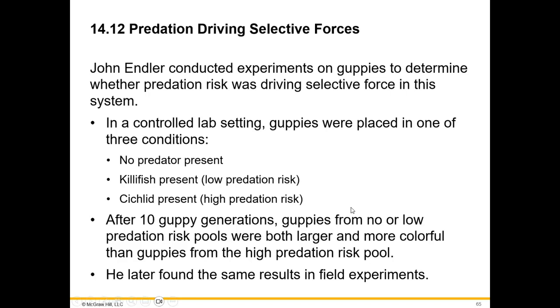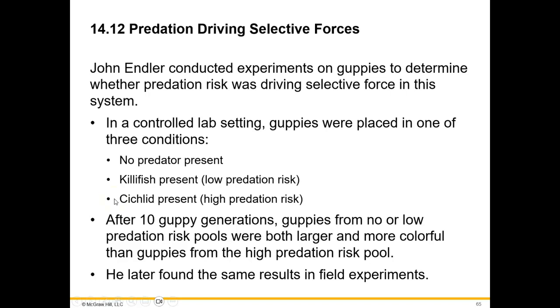John Endler conducted experiments trying to replicate this observation, and in a controlled lab setting, he basically replicated what was happening. He had three conditions: one where there was no predator present, one where there were just killifish present with a low predation risk, and one where there were cichlids present, which has a high predation risk.